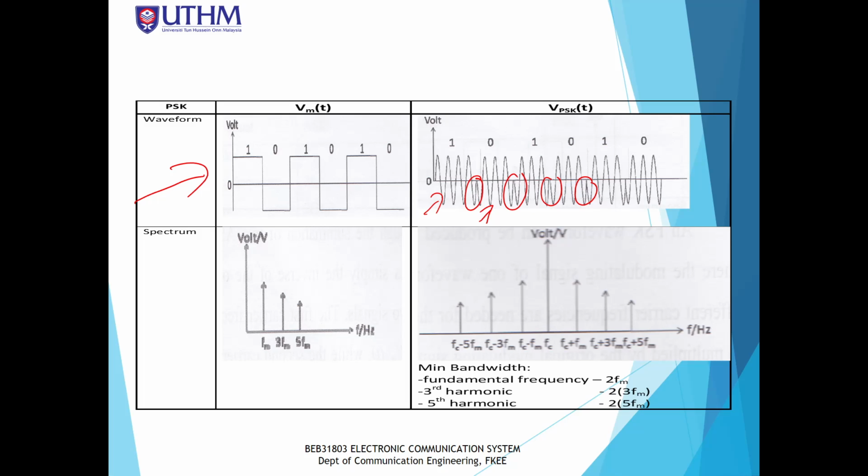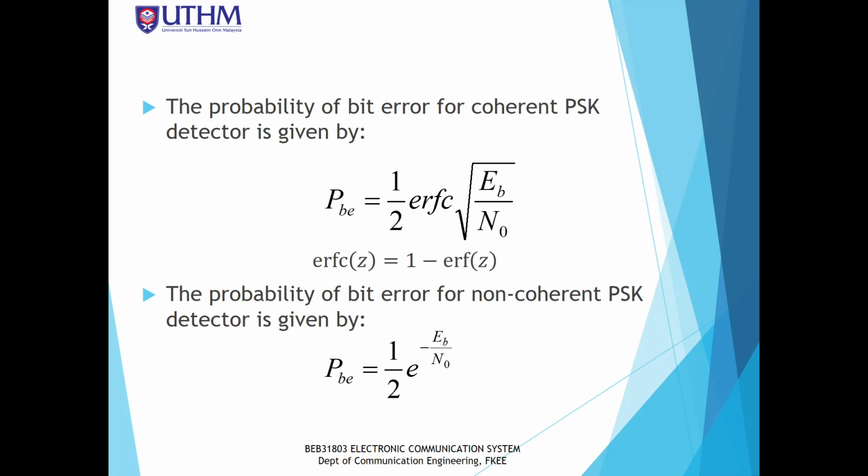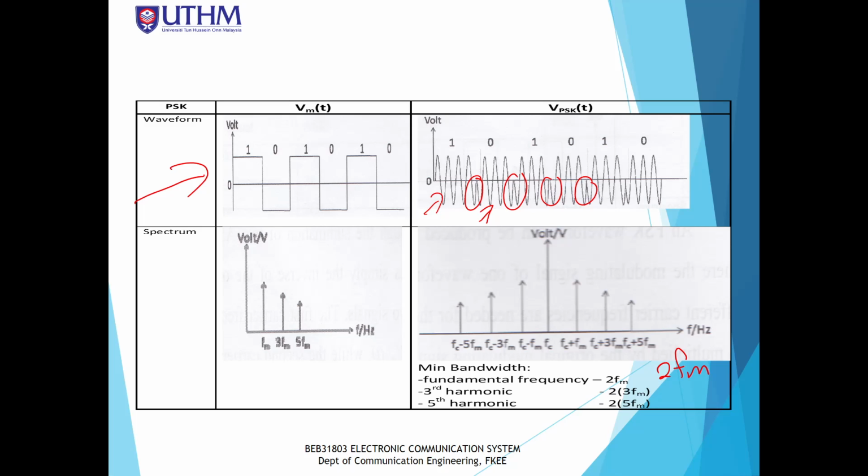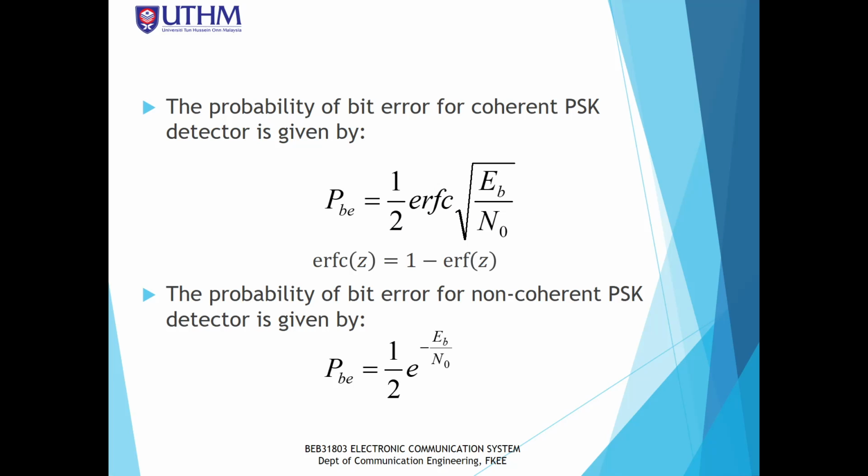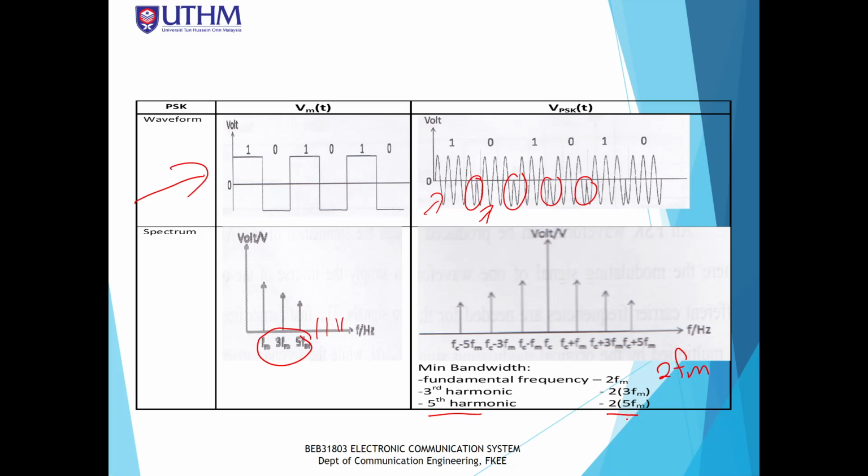Spektrum frekuensi adalah seperti ASK, yang mana bandwidthnya adalah sebanyak 2 kali FM. Okay, 2 times the FM. So dalam example ini dia ada input sampai 5 FM, sehingga fifth harmonic. So that means dia punya bandwidth adalah 2 kali 5 FM. So depends kalau inputnya adalah sampai 10 FM, so bermakna di situ dia adalah 2 kali 10 FM. Depends. But the fundamental equation is 2 FM for the bandwidth. Okay.